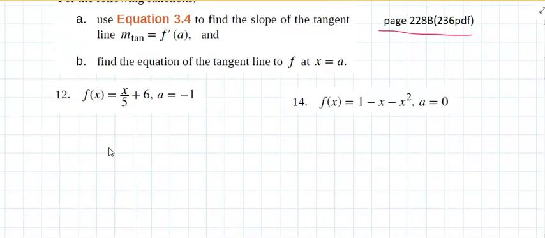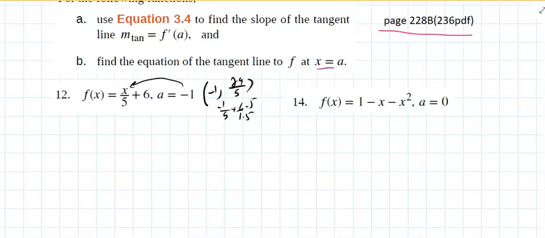Use section 3.4 to find the slope of the line. Then find an equation of a line at A. So A and B. At A, I need to find the slope of the line. Now, if I want to find an equation of a line, that's simple. If x equals -1, put -1 in. You'll get -1/5 plus 6 over 1. So if you get a common denominator, 30 minus 1 is 29 over 5.